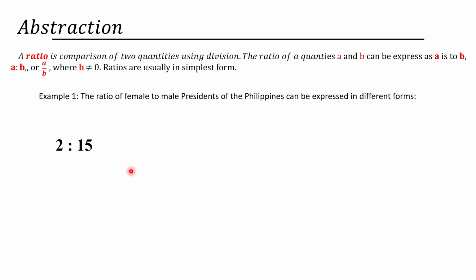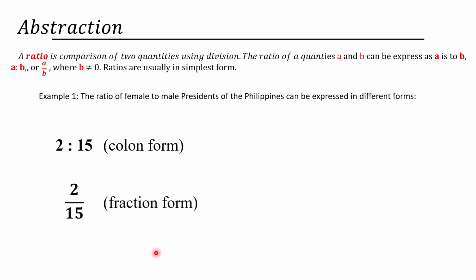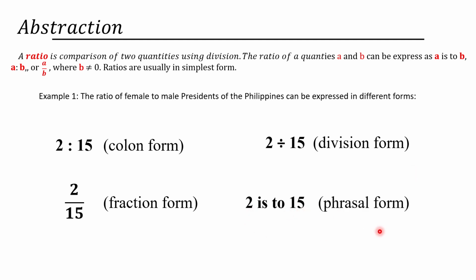And this is written, okay, ang form na to ay tinatawag na colon form, 2 colon 15. And this form, 2 over 15, tawag dito, fraction form. And ito, 2 divided by 15, division form. And the last one is 2 is to 15, the phrasal form or the parang phrase. Okay? So, be oriented with this, different kind of forms, paano natin isusulat yung ratio natin.